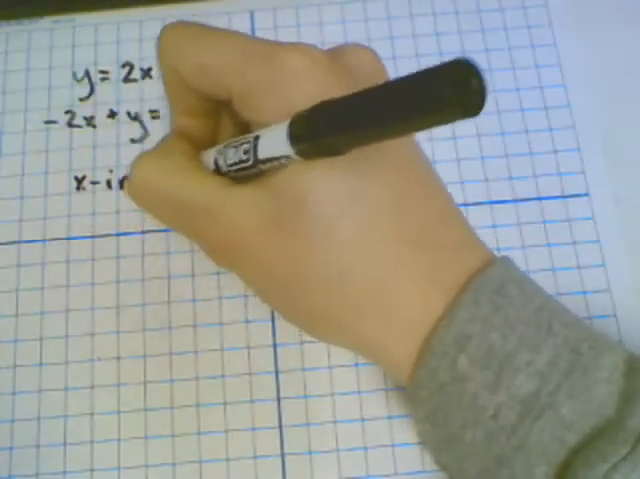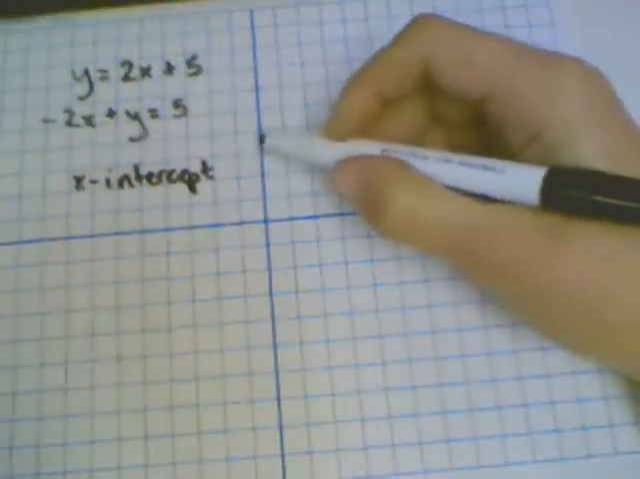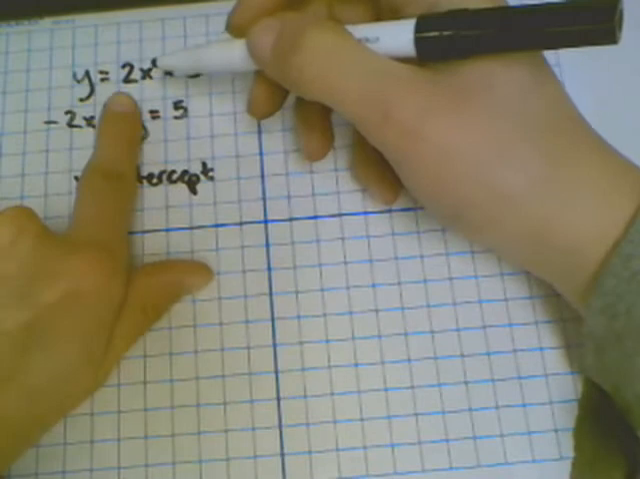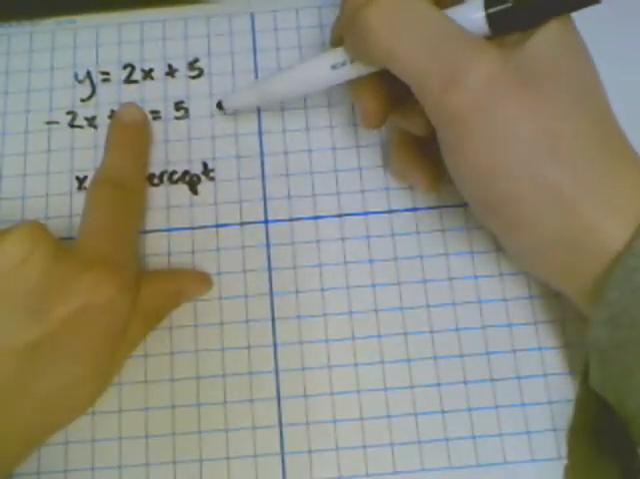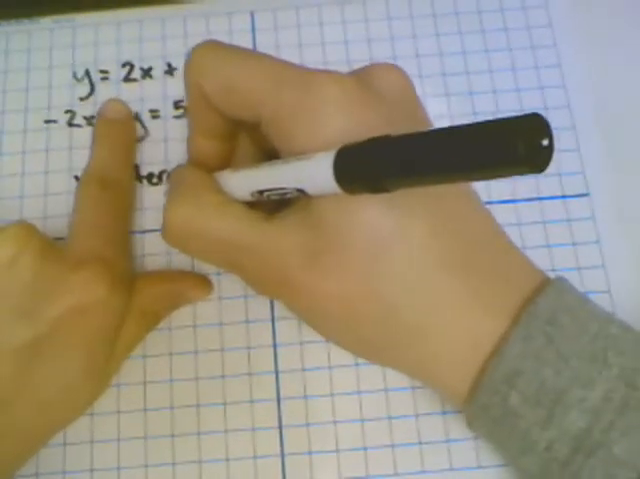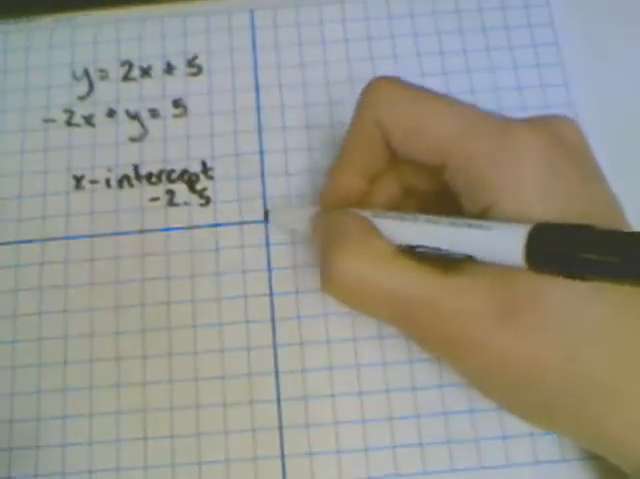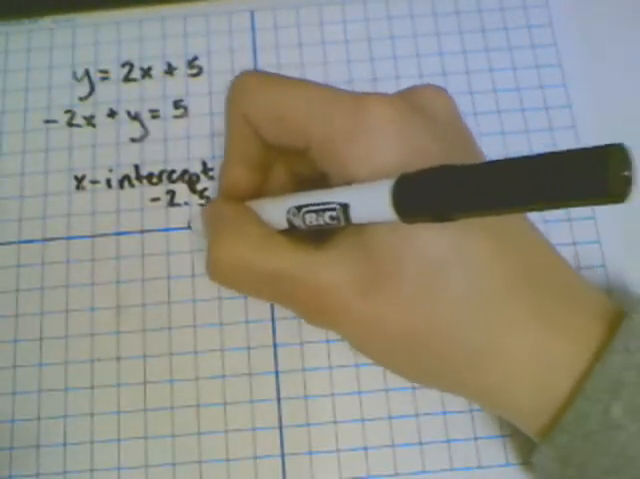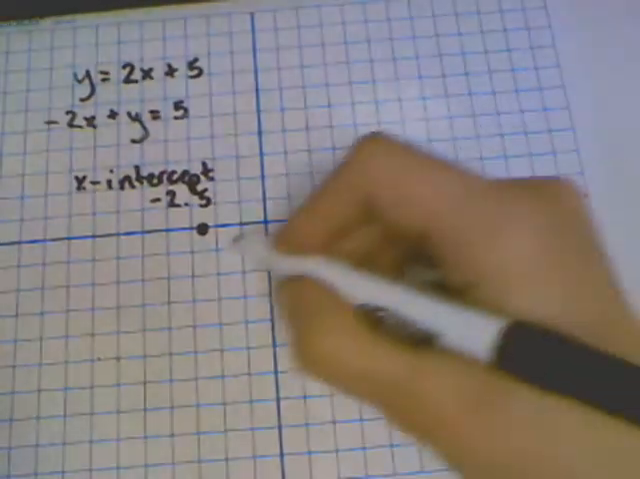The x-intercept of this equation is found when y is 0. So I'm going to make y equal to 0, and I get the equation negative 2x equals 5. Well, to solve for x, I divide by negative 2, and I get that x is negative 2.5. So let's graph that on our line. 2 and 1/2. I'm right in between the two marks there.